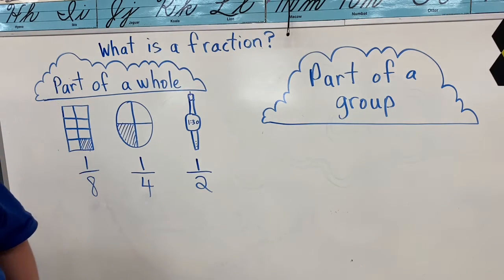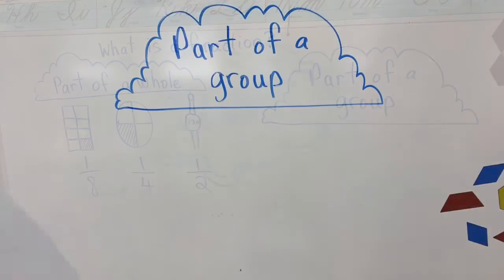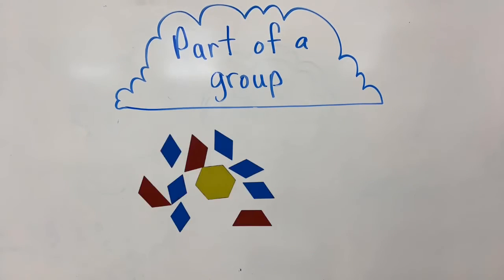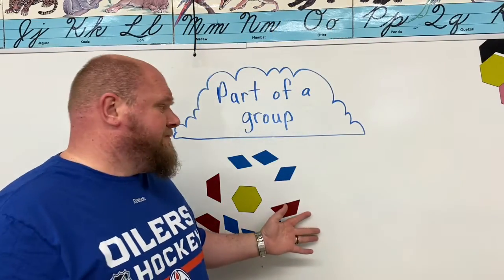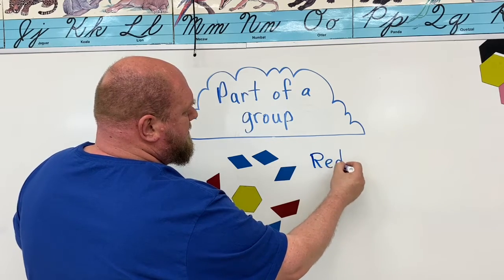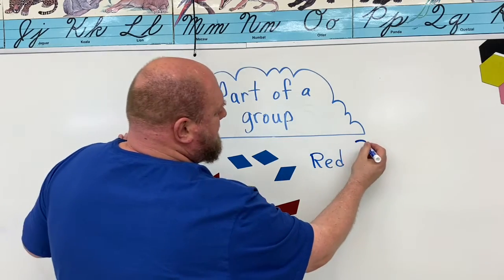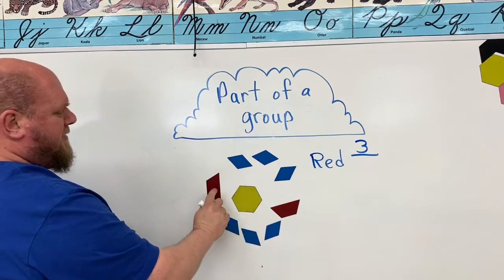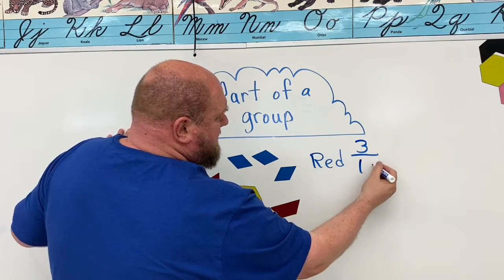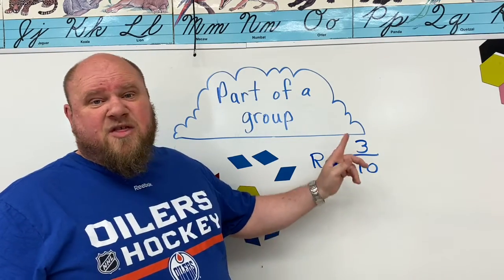The next way to think of fractions is part of a group. Let's look at these shapes here. If we look at the red shapes, we have 1, 2, 3. And there are 1, 2, 3, 4, 5, 6, 7, 8, 9, 10 altogether. So 3/10 are red. 3 out of 10, or 3/10.